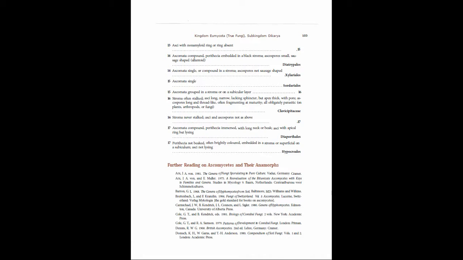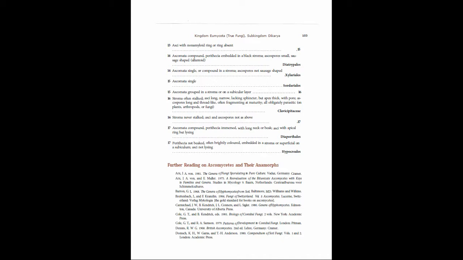16. Stroma often stalked, asci long, narrow, lacking sphincter, but apex thick, with pore, ascospores long and thread-like, often fragmenting at maturity, all obligately parasitic on plants, arthropods, or fungi. Clavicipitaceae. 16. Stroma never stalked, asci and ascospores not as above. 17. Ascomata compound, perithecia immersed, with long neck or beak, asci with apical ring but deliquescing. Diaporthales. 17. Perithecia not beaked, often brightly colored, embedded in a stroma or superficial on a subiculum, asci not deliquescing. Hypocreales. Further reading on Ascomycetes and their anamorphs.